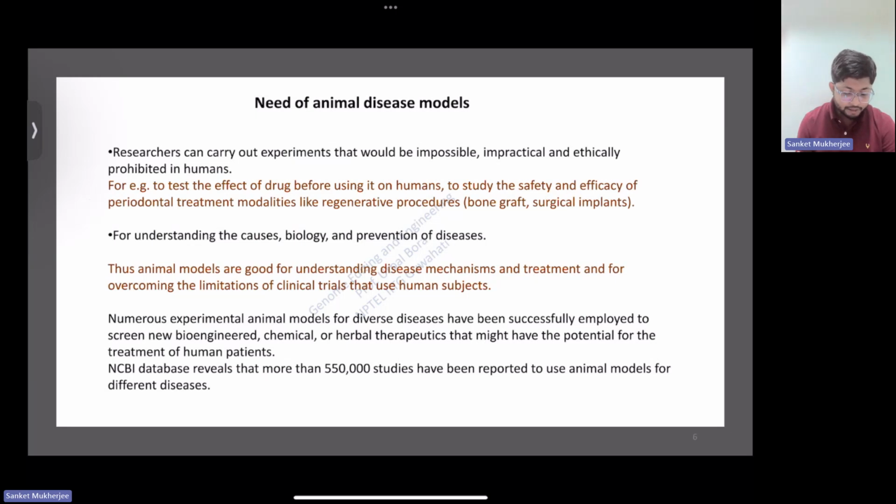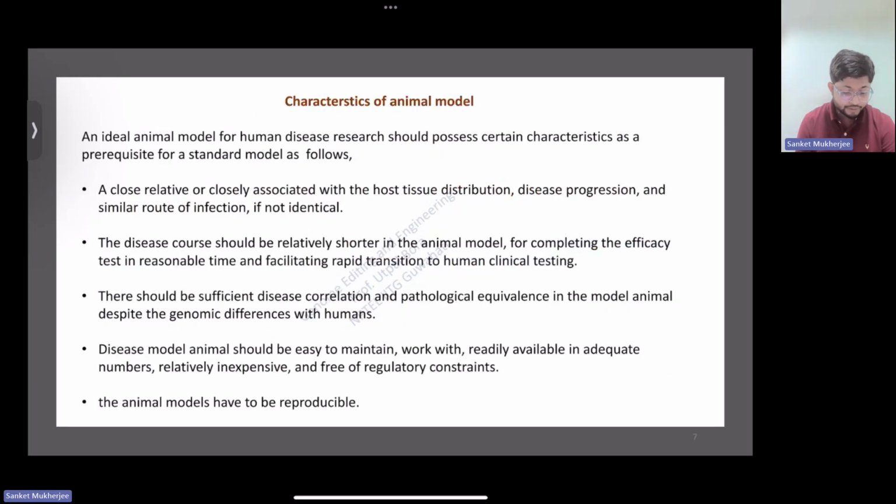Numerous experimental animal models for diverse diseases have been successfully employed to screen new bioengineered, chemical, or herbal therapeutics that might have the potential for treatment of human patients. The NCBI database reveals that more than 550,000 studies have been reported to use animal models for different diseases.